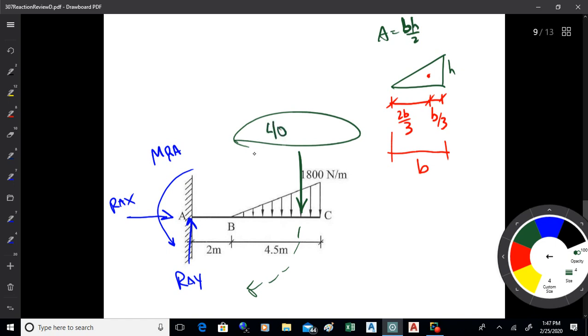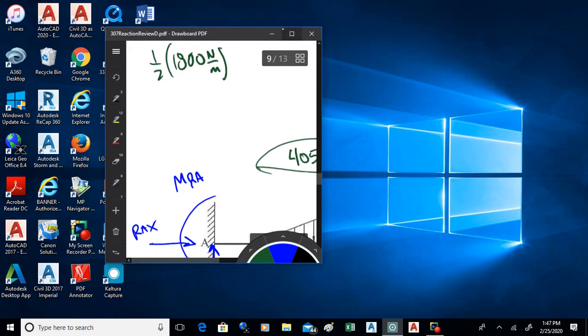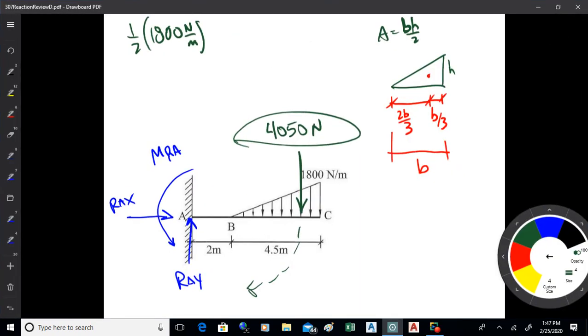And then you want to know where that acts. Now, when you do that, you're getting 1/2 times 1800 newtons per meter times the base of 4.5 meters. That's where that comes from, and that's 4,050 newtons. Now notice the meters cancel, so the units work out there, okay?